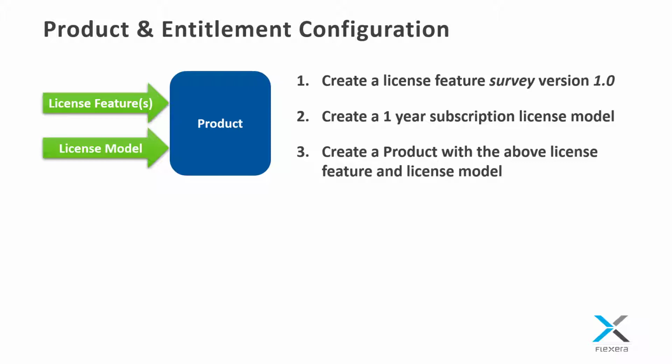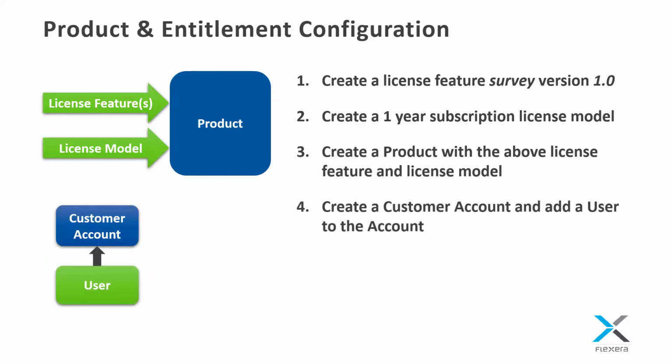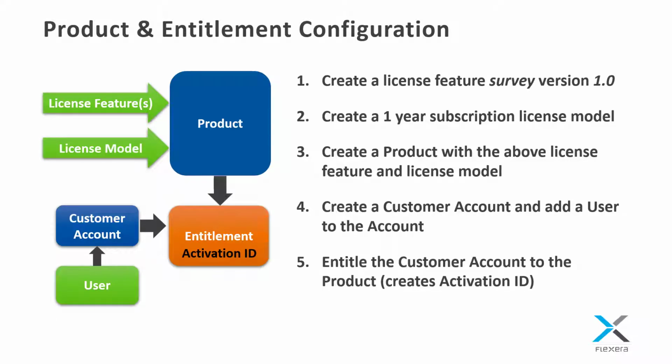We now need to entitle a customer account to the product. First, we'll create a customer account and add a user to the account. The last step will be to create an entitlement for the new customer account for the new product. FlexNet Operations will create a unique activation ID for the entitlement line, which will be used to obtain licenses. I will now log into the producer portal and follow these steps.